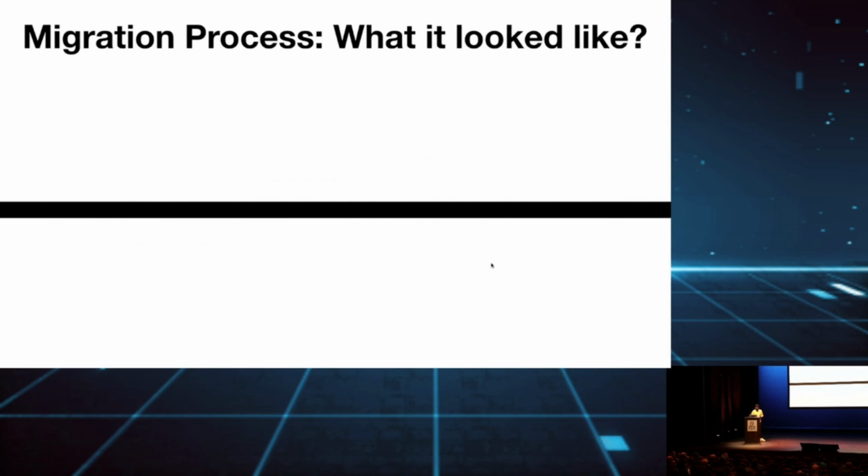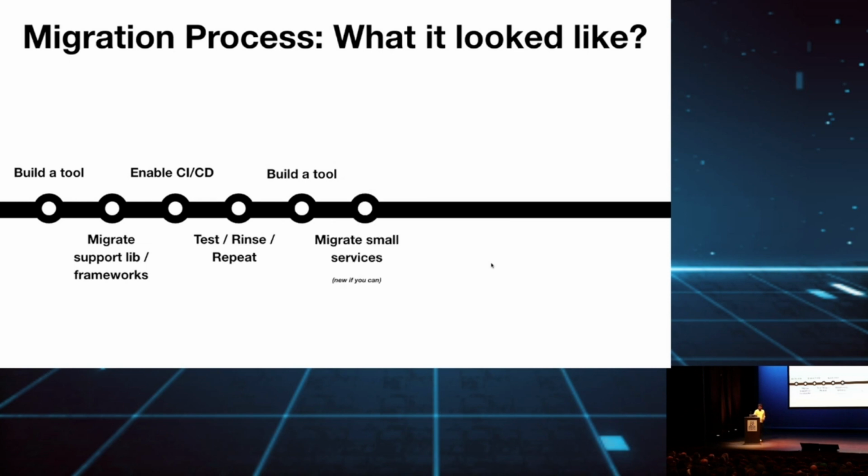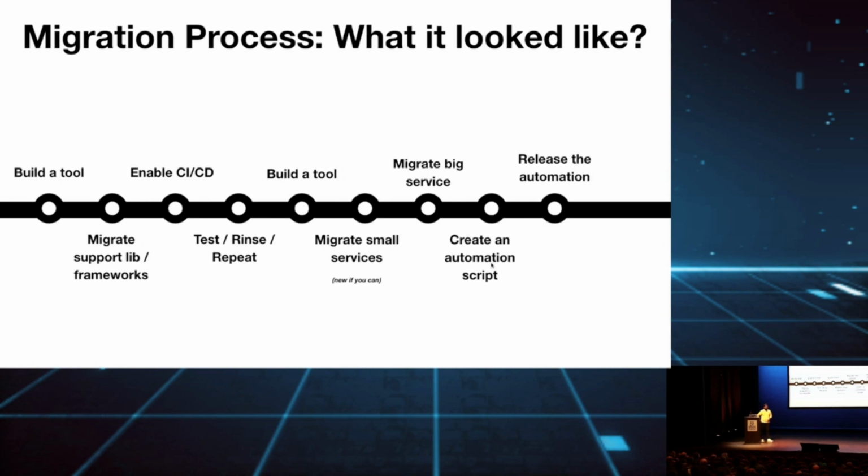What it basically looked like for us: we built a tool, we migrated something, and then enabled that on the CI/CD pipelines. And then we test, rinse, and repeat. The tool we build enables you to do migration. So tomorrow, if you're migrating your service, you just run one script command, and everything automatically migrates and is properly set up for you. Then we migrate smaller services, bigger ones, and finally release the script to everybody. And we supported the migration as a backend, so we made sure everybody migrates to it and properly addresses this scenario.